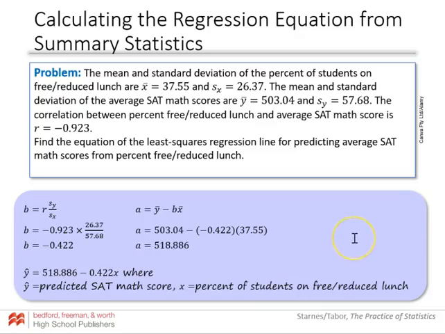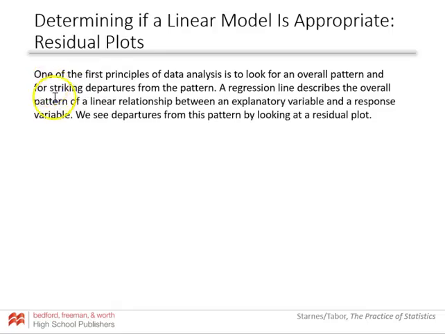Anytime you're writing an equation like this, we want to make sure that we define our two variables. What is y hat and what is x? Remember, y is always going to be predicted. So in this case, y hat would be the predicted math score, and x would be the percent of students on free or reduced lunch. Again, those values would be given to you, and at that point, it's just plug and chug.